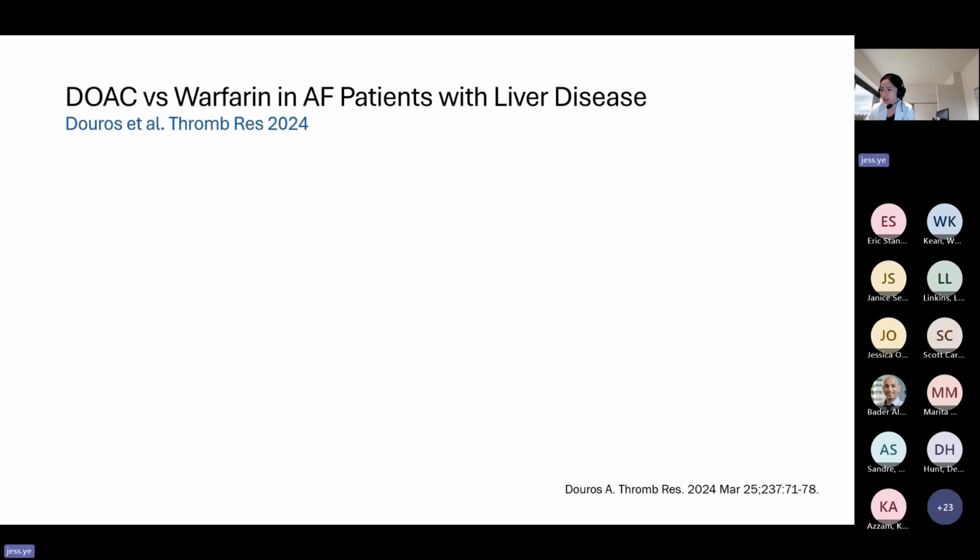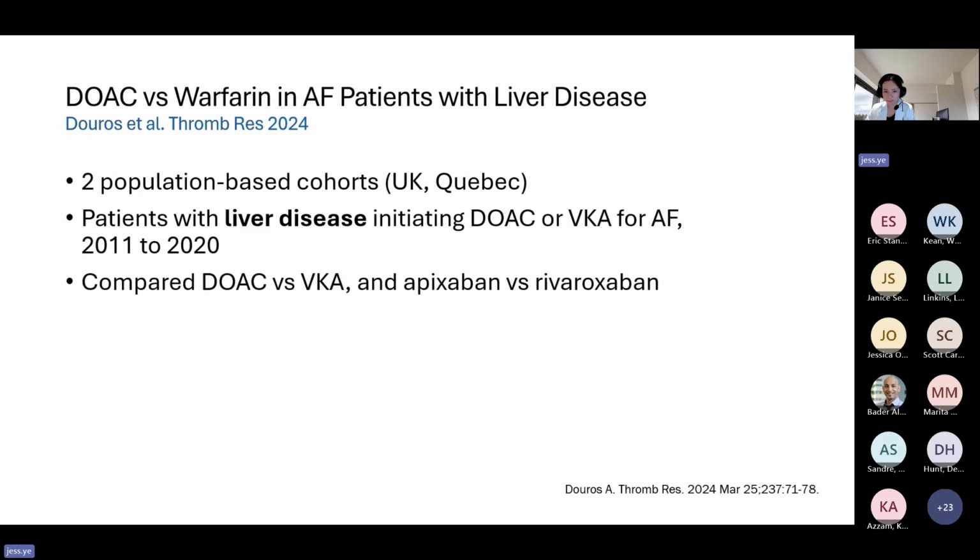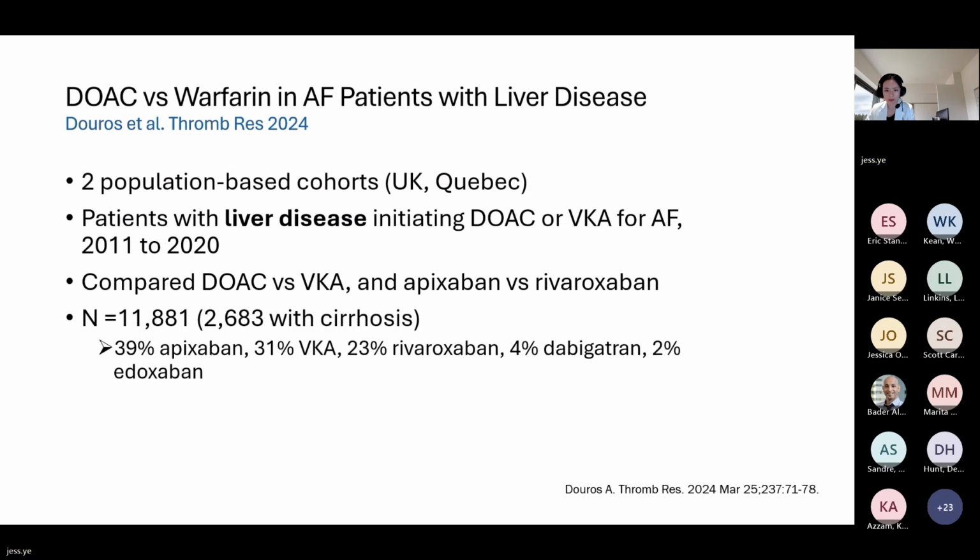The fourth and final study that I will talk about in this section is another observational study that consisted of two population-based cohorts, one in the UK and the second one in Quebec. It looked at patients with liver disease initiating DOAC versus warfarin for atrial fibrillation from 2011 to 2020. It again compares DOAC versus warfarin and also apixaban versus rivaroxaban. This is a retrospective comparison. The study had almost 12,000 patients, and 2,600 patients had cirrhosis.